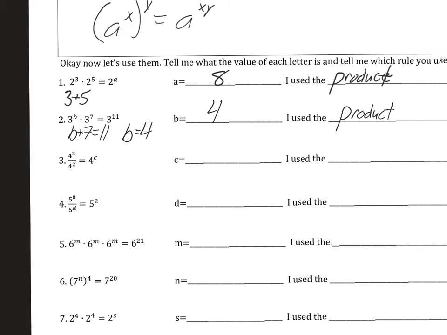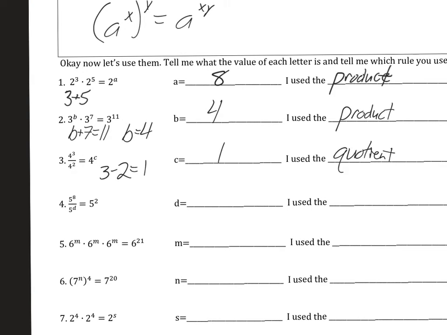So b equals 4. The next one, what does that look like? Quotient rule, power rule, or product rule? I think it looks like the quotient rule. So quotient means I'm going to subtract. So I have 3 minus, what's the bottom exponent? 2, which is 1. So c equals 1.